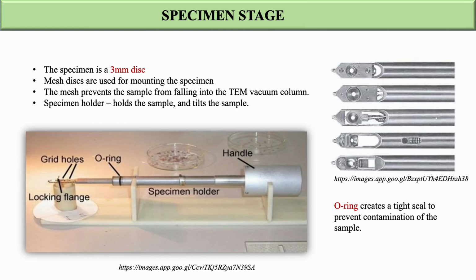In TEM imaging of the specimen, it needs to be taken care of that the sample is thin enough so that it can transmit electrons through it. It needs to be electron transparent. Here we take the specimen as a 3mm disc, which is mounted on a specimen holder.